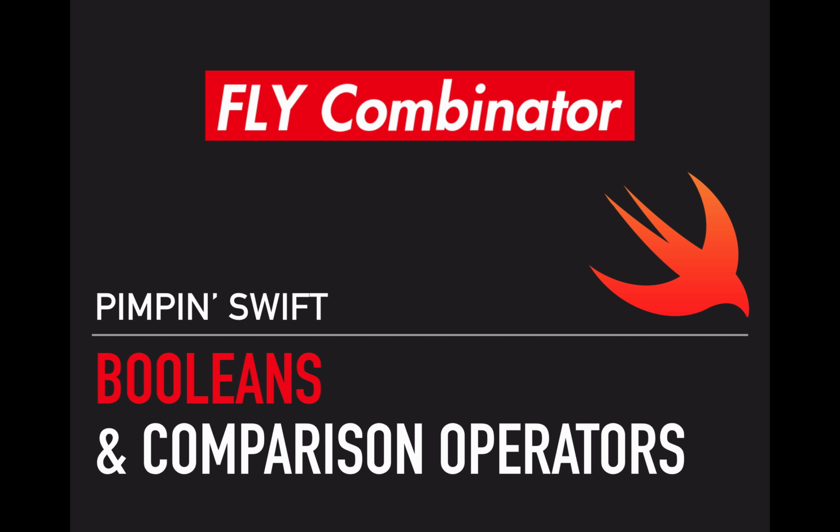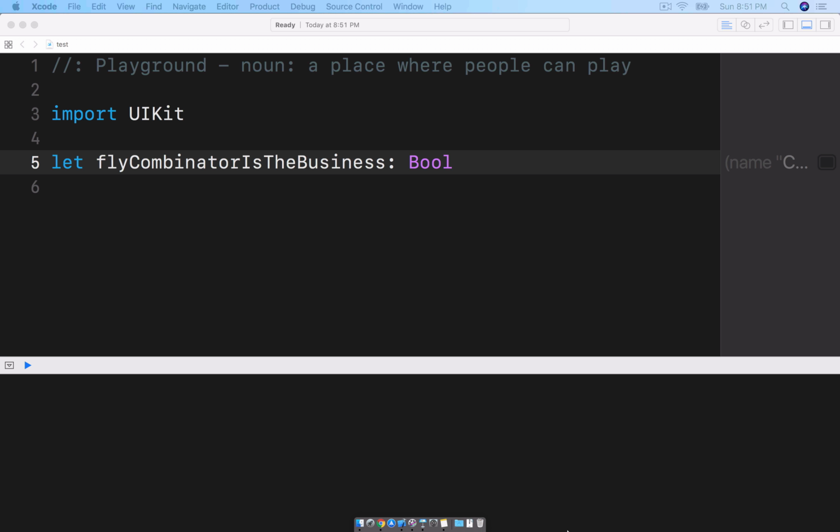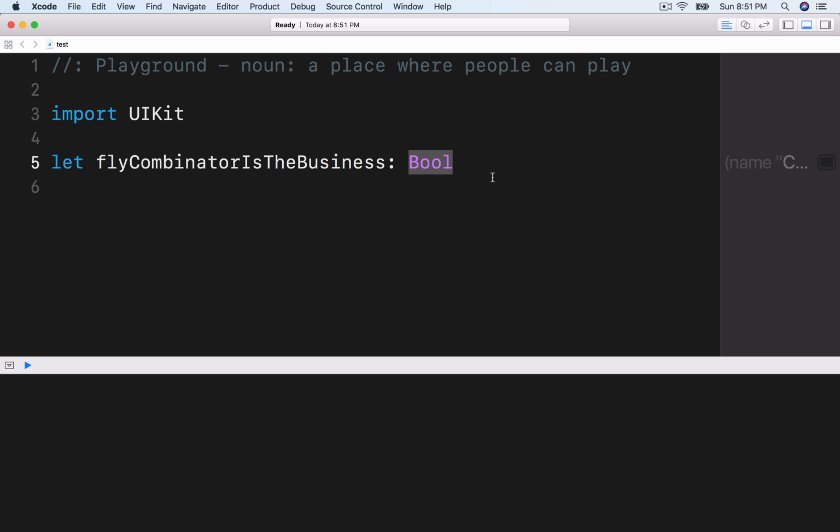We're pimping Swift, and we're going to be talking about Booleans and comparison operators. So Booleans is another type of the Swift language, just like ints and strings and characters and doubles. Booleans, which is written with the keyword capital B-O-O-L, bool, has two values it could be. It's either true or it's false.